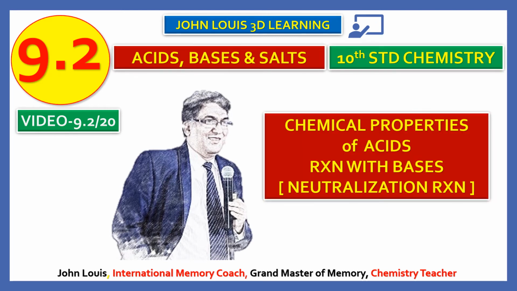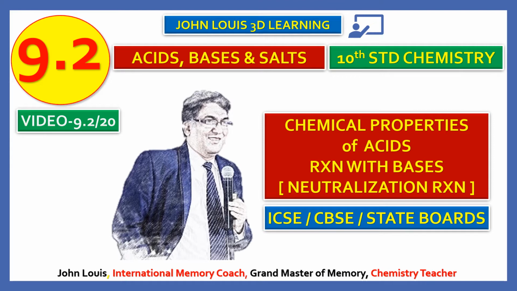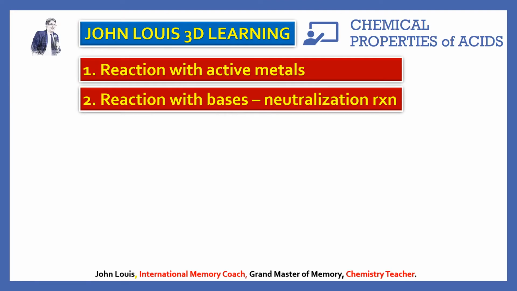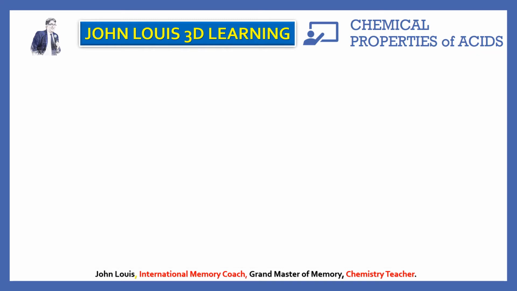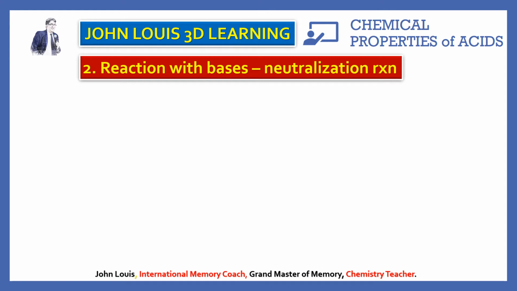In this presentation, we are going to see the chemical properties of acids, reactions with bases, that is called neutralization reaction. We have already seen there are 7 properties of acids we are going to learn. We learned the first property in the previous video lesson: reactions of acids with active metals. How they react, we have seen already. So in this video, we are going to see the second one, reaction with bases, that is what is called neutralization. Here we are going to learn how acids react with a base.